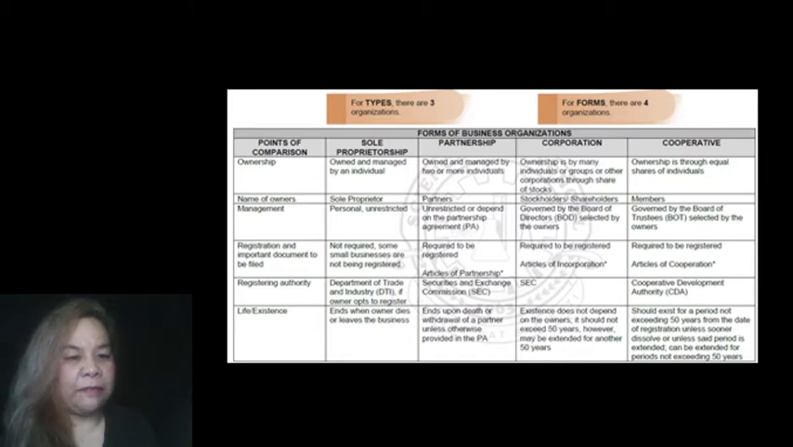For cooperatives, they exist for a period not exceeding 50 years from the date of registration and later on can be extended. They just have to apply with the Cooperative Development Authority.